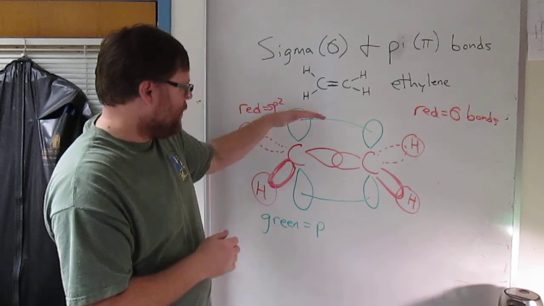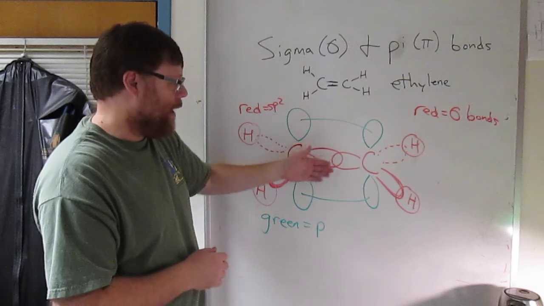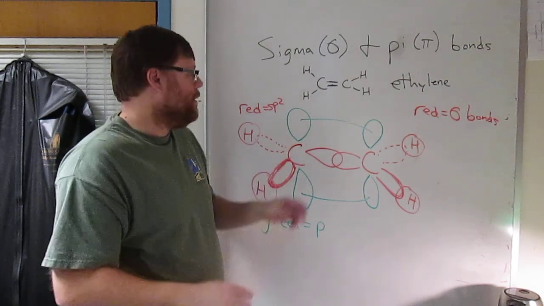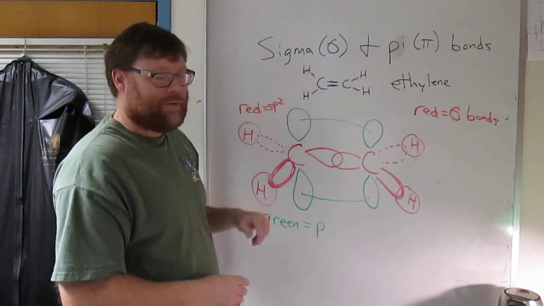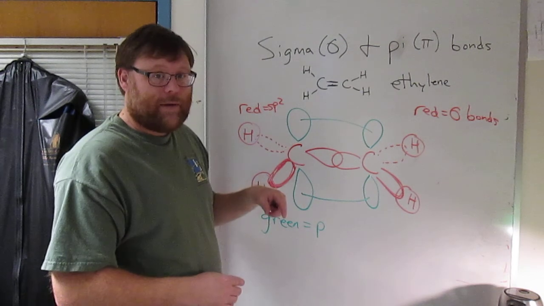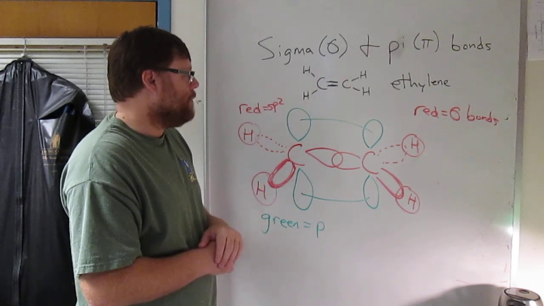And then, because the lobe is above and the lobe is below, there's no pi bond over here, there's no pi bond behind. If we were to spin around the carbon, as you've done with single bonds, you would have to break the pi bond. So pi bonds are rigid. You can't freely spin around this carbon-carbon bond. All right.